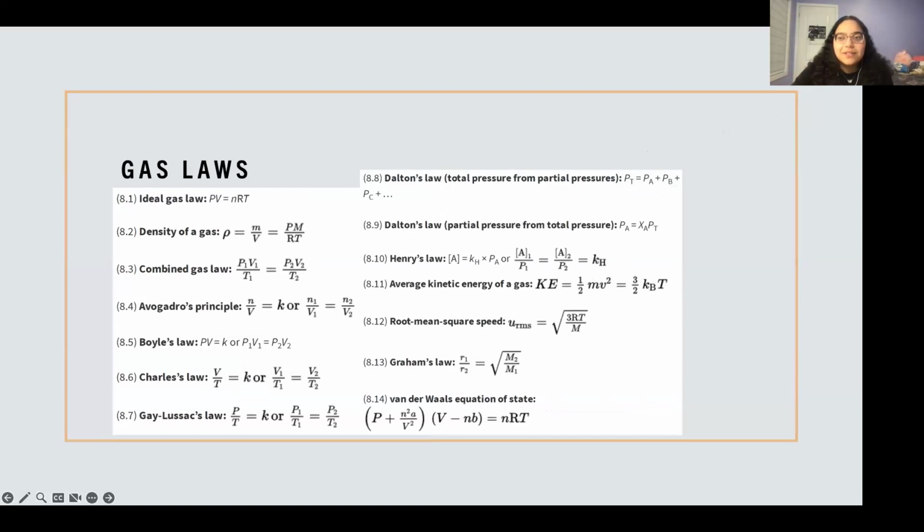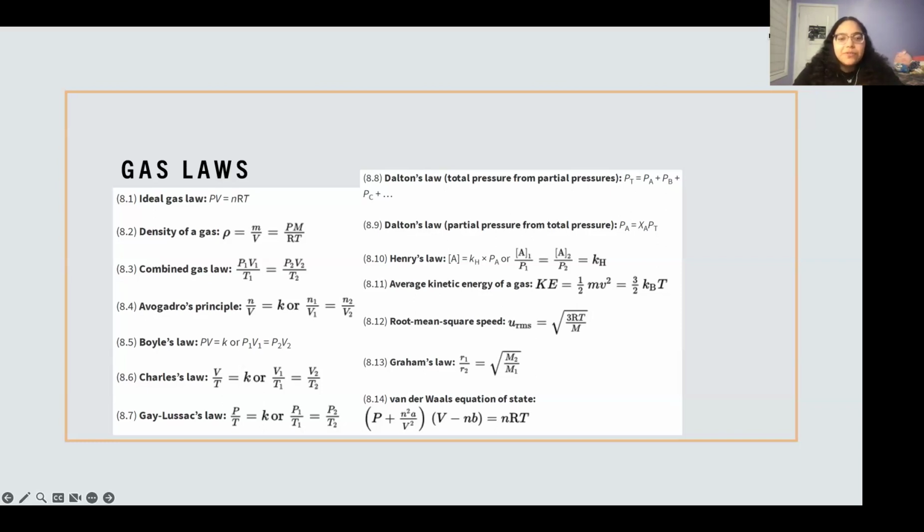Moving on to gas laws, so even more equations. These are just the mathier concepts of Gen Chem. We have the ideal gas law, of course, PV equals nRT. Density of a gas is mass over volume, which if you're getting that from the ideal gas law, you can also arrange as PM over RT. So that's pressure and molar mass divided by the gas constant and temperature.